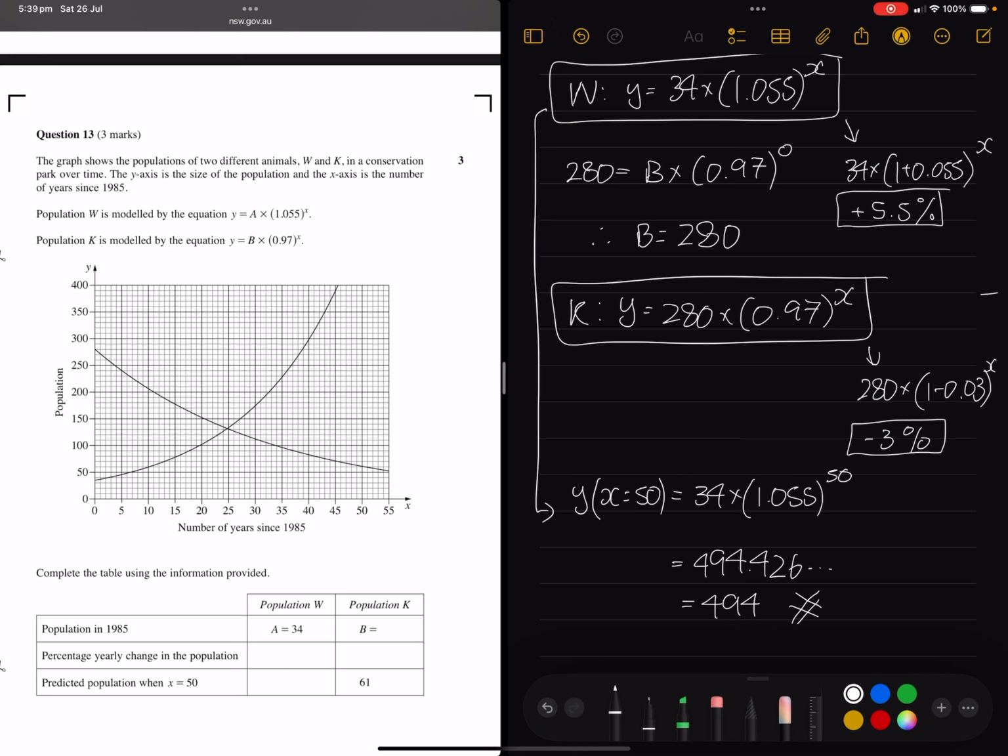So that is how you get the missing parameters for question 13. The working here is the same for the Advanced Maths course and the Standard Maths course, right? It's just studying exponentials and then analyzing the formulas you get based on formulas and graphs.